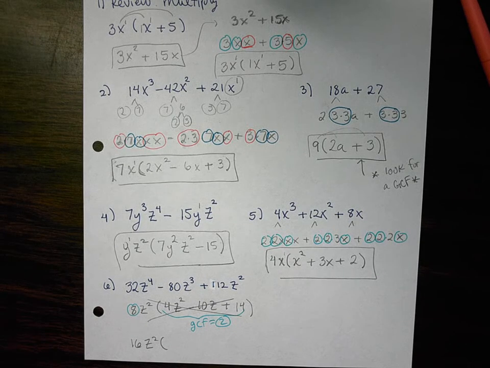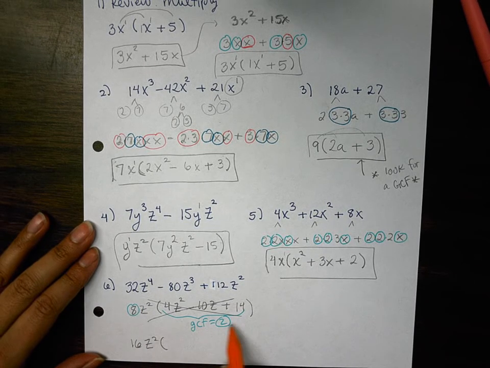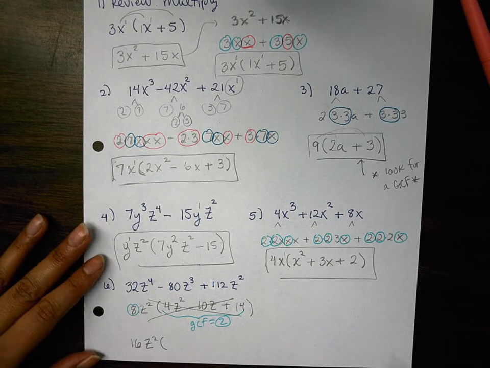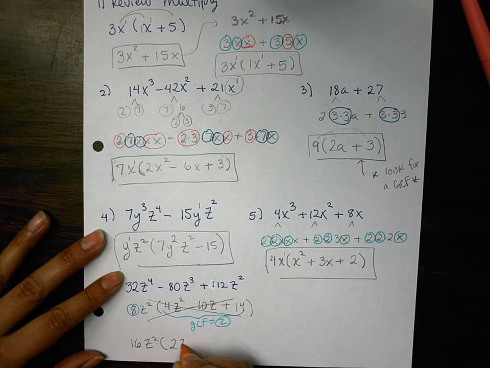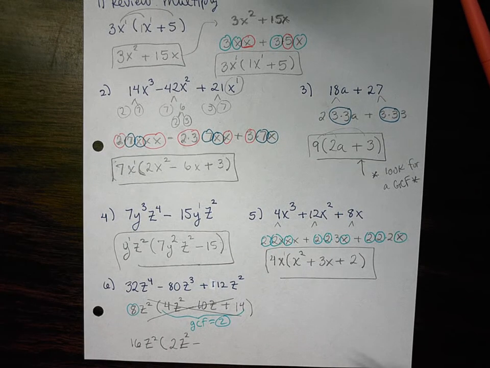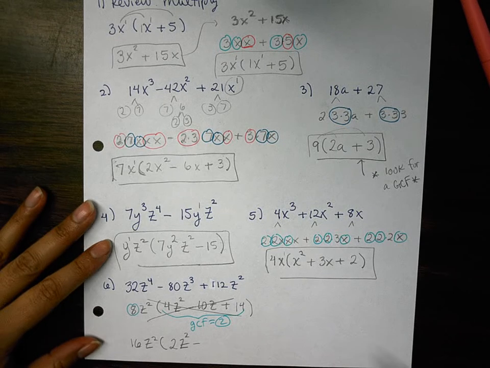So what do you have to get used to that kids always forget? Look in here and ask yourself, is there still a GCF? If there is, take it out and multiply it by your original GCF. Okay, 16 times what is 32? 2, and it's still z squared. That part you guys had was correct. 16 times what is 80? Does anybody know that? 5. And it was still z.